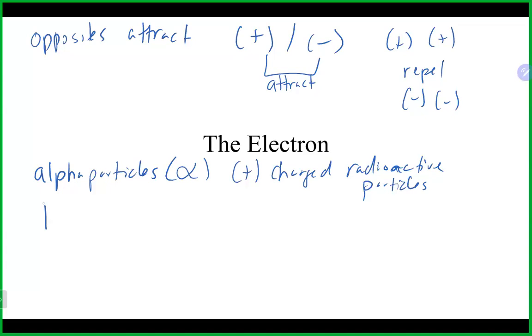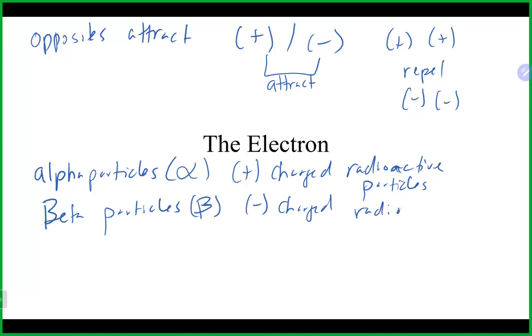There's also beta particles, which are negatively charged. And we just do the beta symbol, looks something like that. And there are basically gamma rays, which has that symbol there. They have really no charge associated with them. So they are basically just pure energy. They have no positive or negative charge.